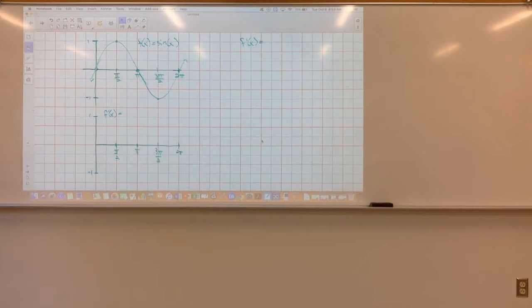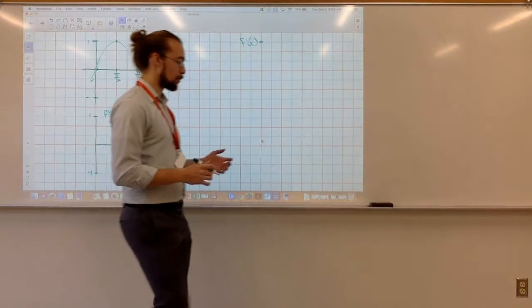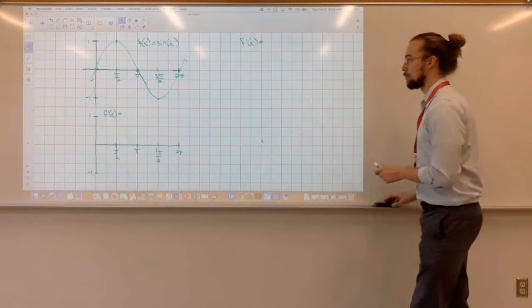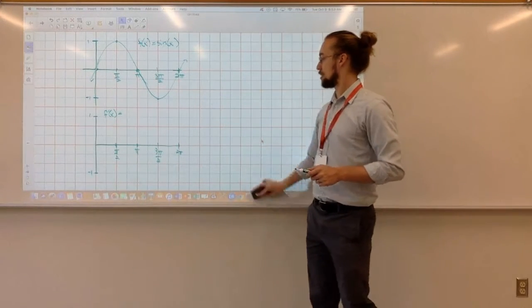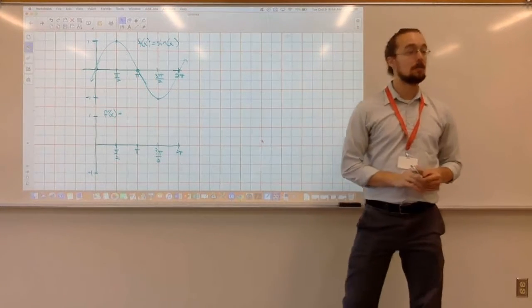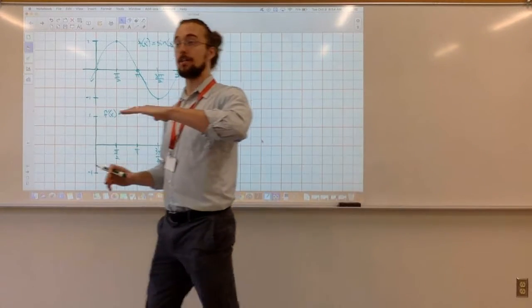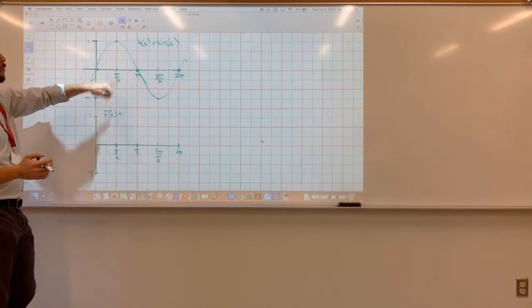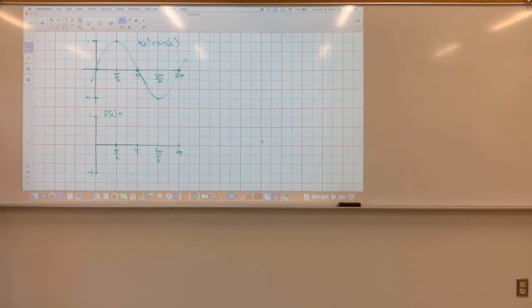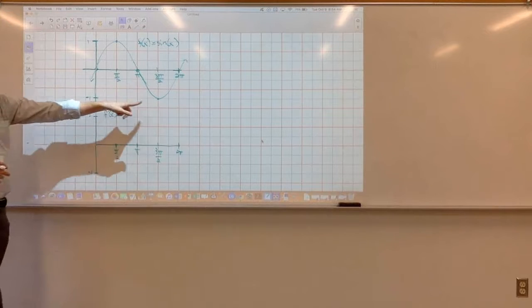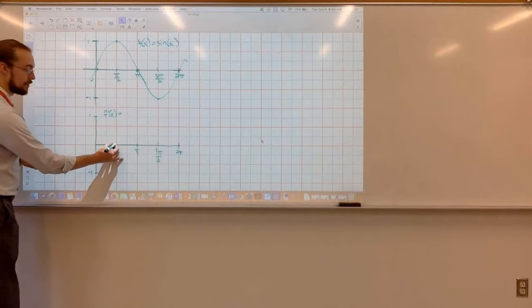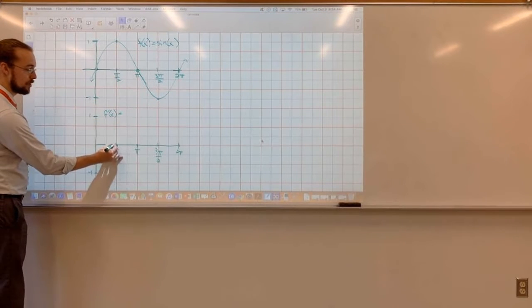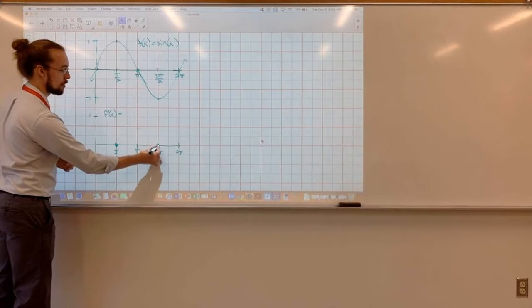When we're graphing a derivative, the first thing we look for is horizontal tangents, where the slope is equal to 0. If I'm looking at this graph, where would the slope be equal to 0? Pi over 2 and 3 pi over 2. So I know on my derivative, at those values, the derivative will be equal to 0.